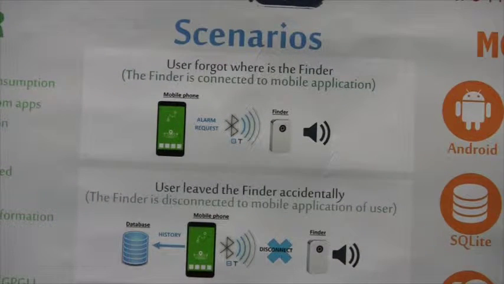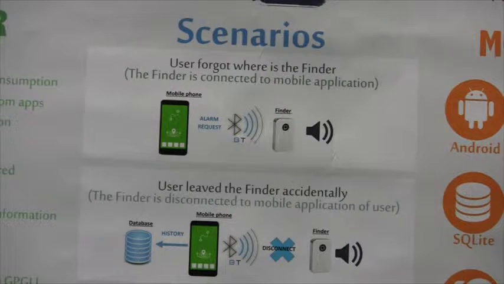When the Finder is connected to the mobile application but suddenly they disconnect, it means that the Finder may be far away from the user, or even someone has stolen the Finder. So first of all, the Finder will alarm immediately, and also the mobile phone will record the history, which means the date and time of the disconnected time and also the connected time into the database, so the user can see the history later.